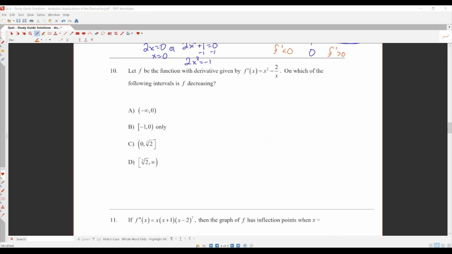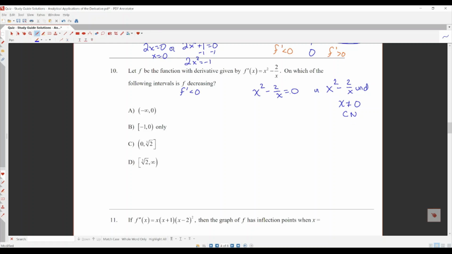All right, let's take a look at number 10. Let f be the function with the derivative given by f prime is equal to this function here. On which intervals is f decreasing? So in other words, where is f prime negative? Again, we're given f prime. So I just need to figure out where is this piece here equal to 0, or where is it undefined? Immediately we say, well, the x squared is always going to be defined, but this 2 over x is undefined when x is 0. So that becomes a critical number there.